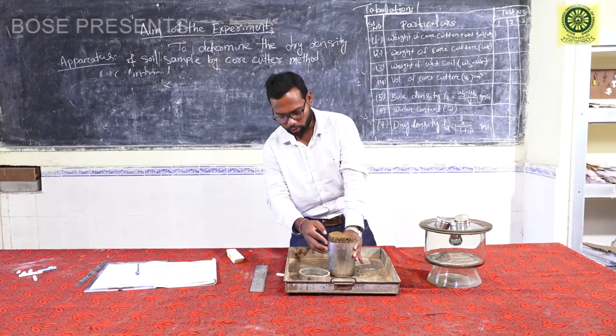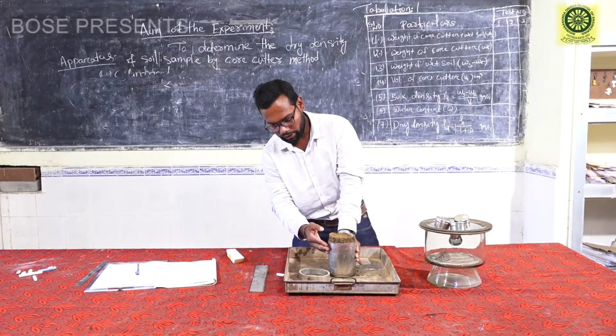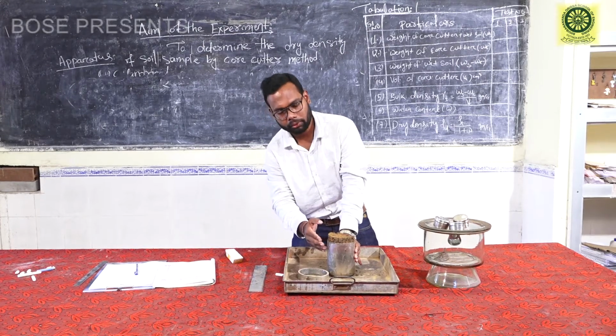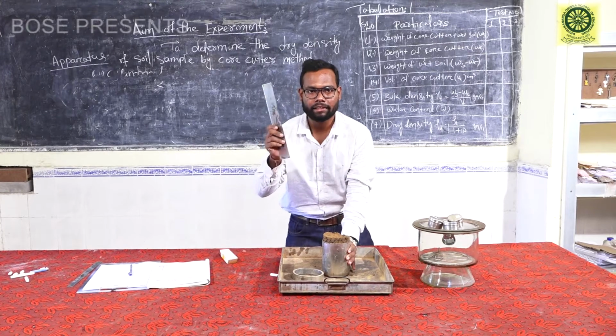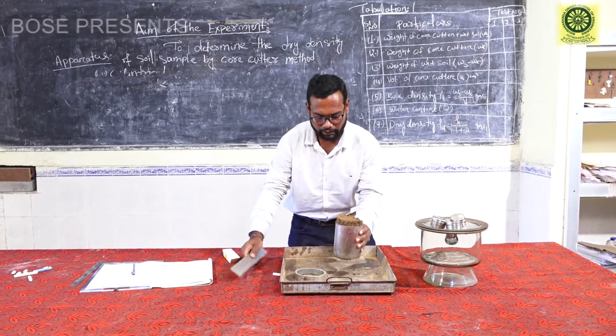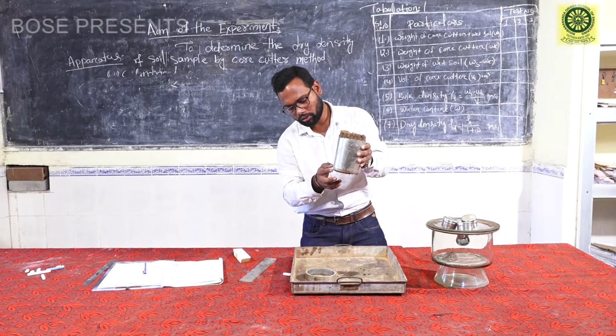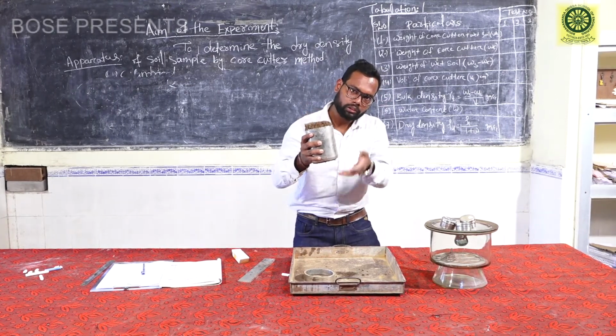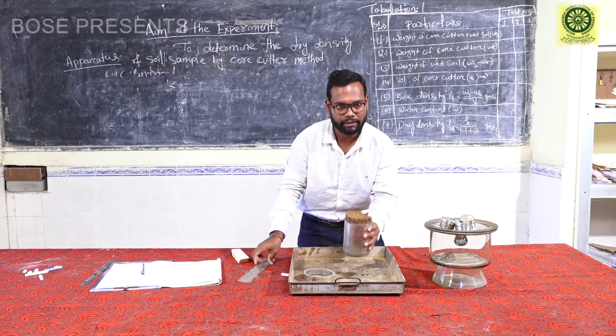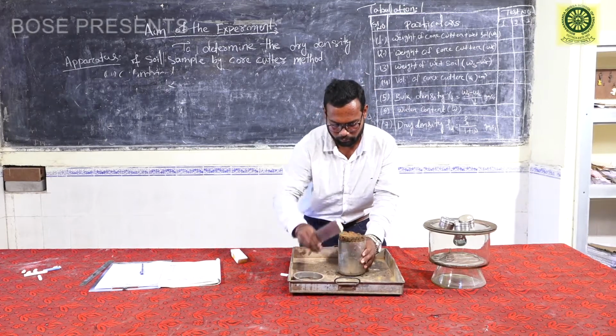Look at this: the soil is exposed above the core cutter. We need to level it and trim it with the help of the straight edge ruler. Look at the outside and the base of the core cutter: on both sides there is some soil which is exposed. So we need to level it. Let us do it.